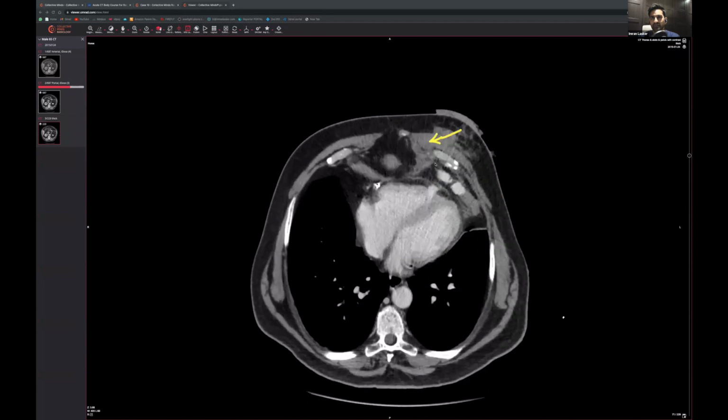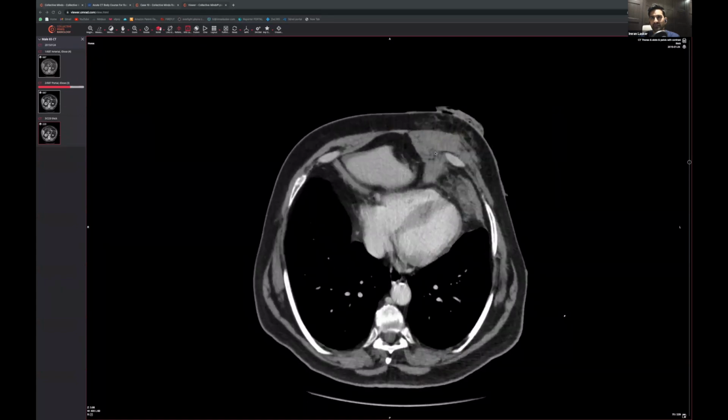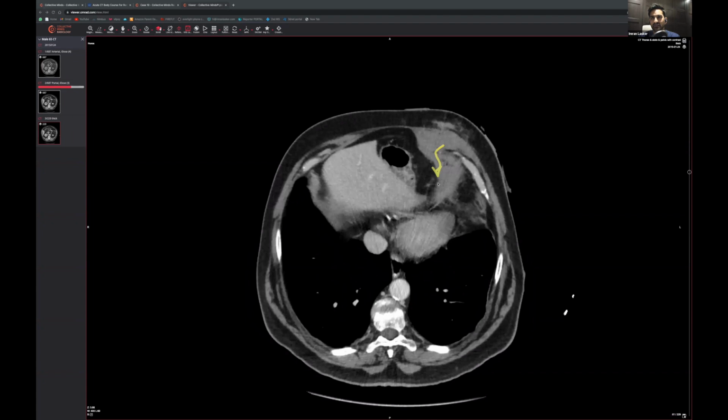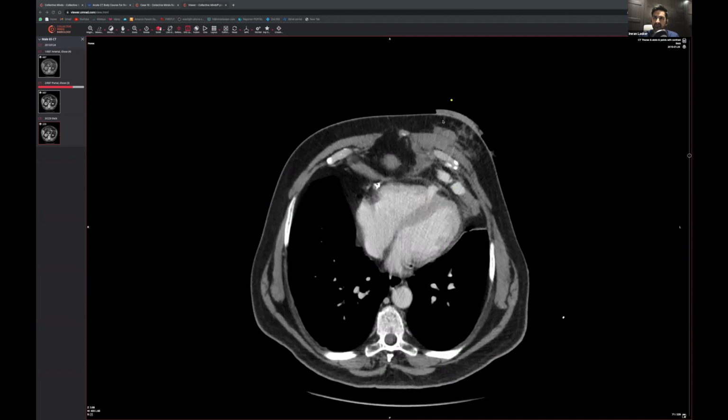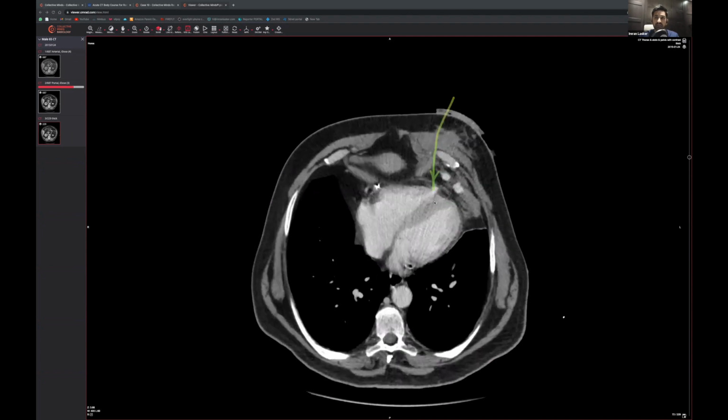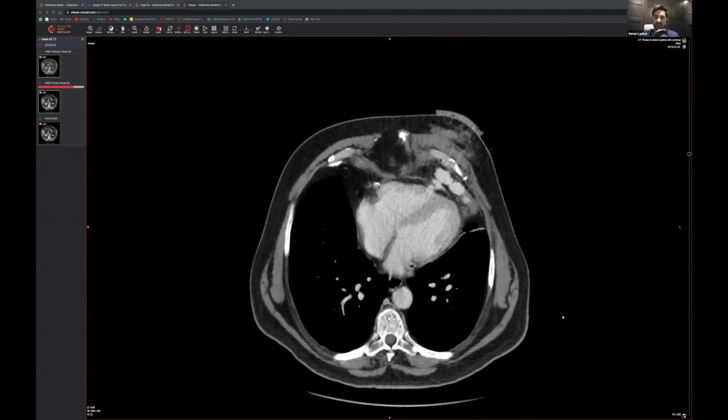Very, very high density material sitting here. Oh, it's getting even more high density material sitting over here. And actually, can you see that? Look at that. There's a defect there. So what's happened is that this knife has probably gone this way, like that, and gone into the heart. And so this patient's had a punctured ventricle.